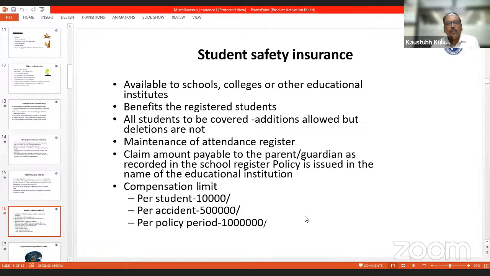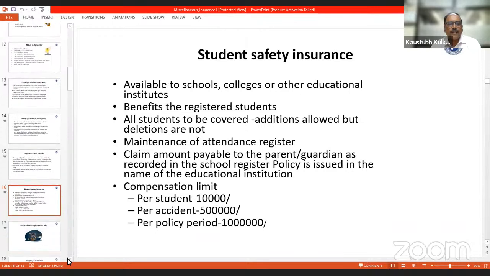The claim amount is payable to the parent or guardian as recorded in the school register, because the claim amount is not paid to the student as they are minors. So in case of any claim, the claim is payable to the parent or the guardian. The compensation limits given here are only an example. It differs from company to company.